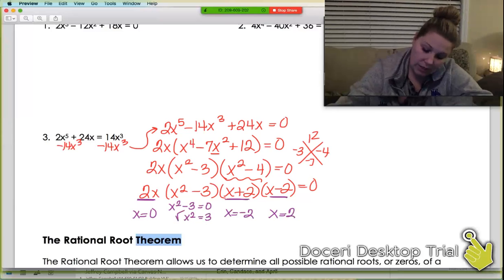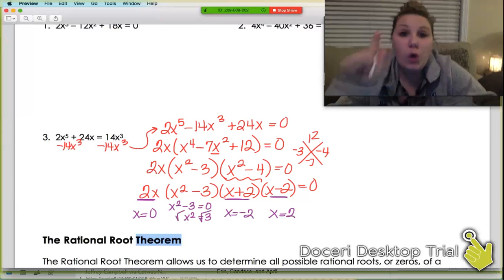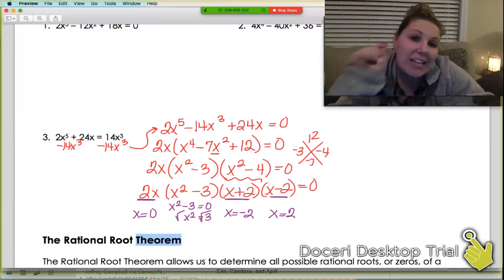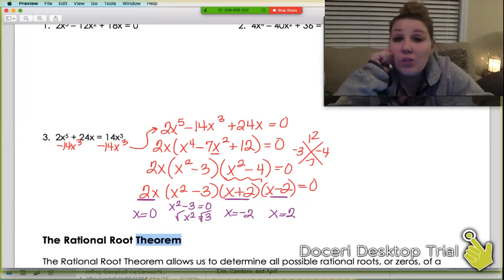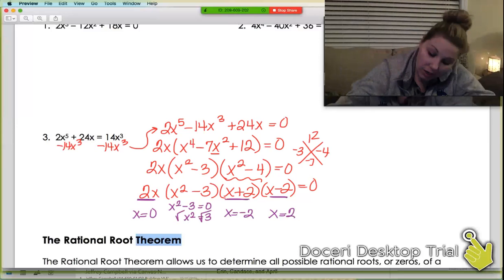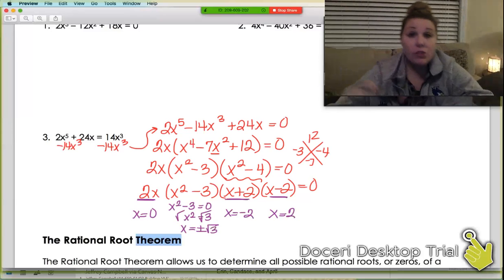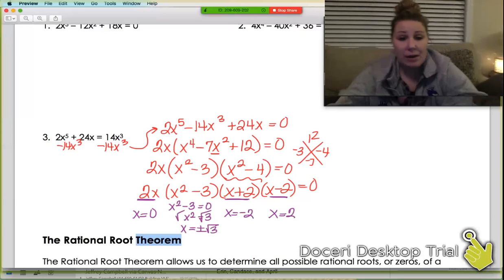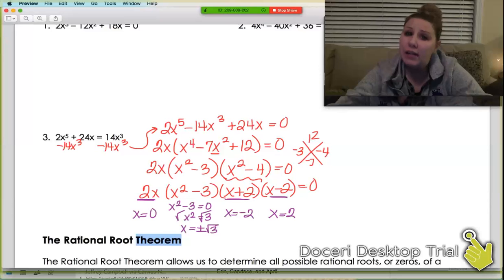And then we can take the square root of both sides, but don't forget how many solutions that gives you when you do that. Because anytime you add in the square root, remember we get plus or minus the square root of 3. The square root of 3 doesn't come out evenly, so that's why we leave it in its radical form.